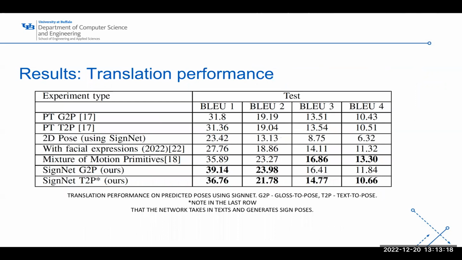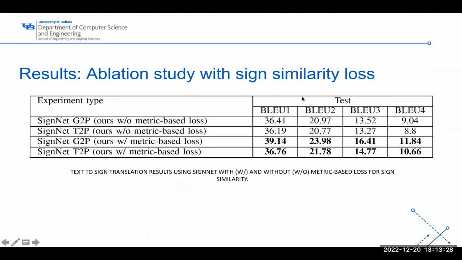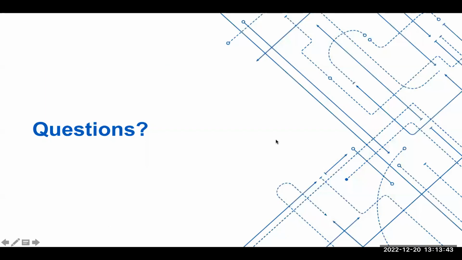We do an ablation study, actually we compare with other models in the literature. And finally, we do an ablation study without the similarity loss. All of it points to the fact that SignNet with metric-based loss significantly outperforms the model without the loss. Thank you.